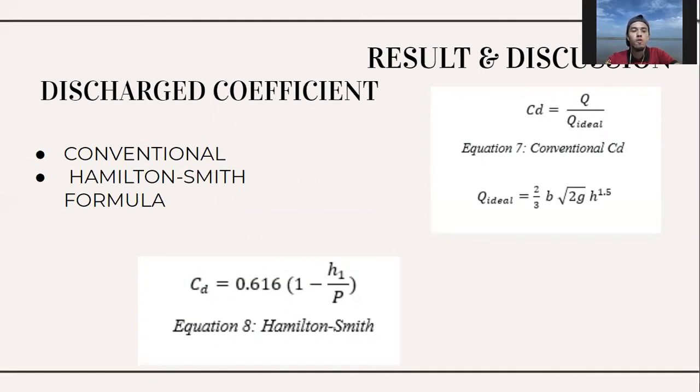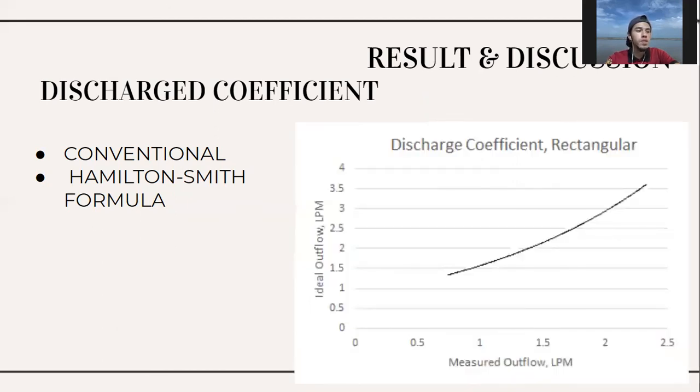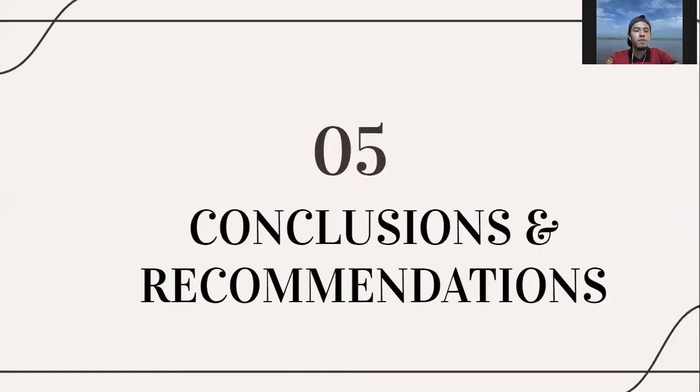So the discharge coefficient is basically determined from two different equations, which are the conventional and also the Hamilton-Smith. Right. Both analyses give a small difference, which proves both equations. Then the discharge coefficient for the particular inlets can be concluded to be around 0.6 to 0.65.